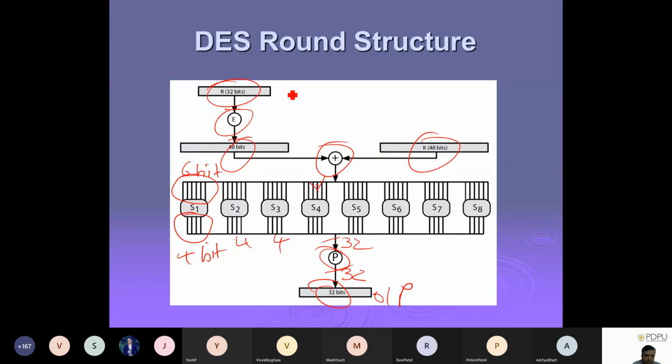For example, if I say this is my R of I minus 1, so this is the R part, right part of, for example, round I minus 1. Now will it be Ri this one? The question is this: it is expansion, 48 bits, plus sign, all the S boxes, permutations, then you are getting 32 bits. So you have started with 32 bits, you have ended up with 32 bits.